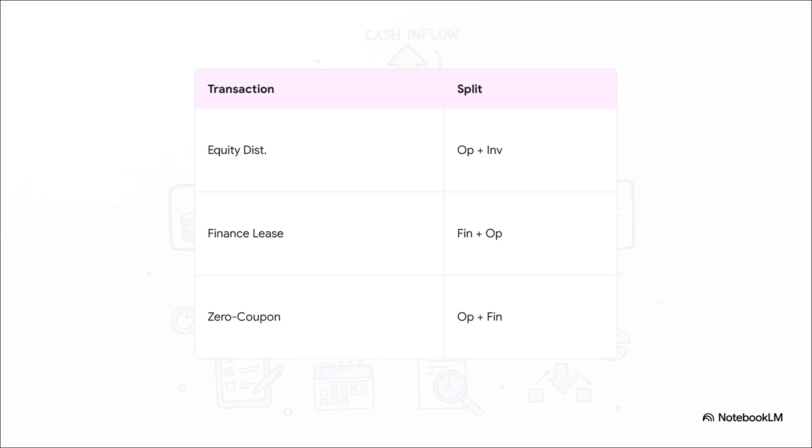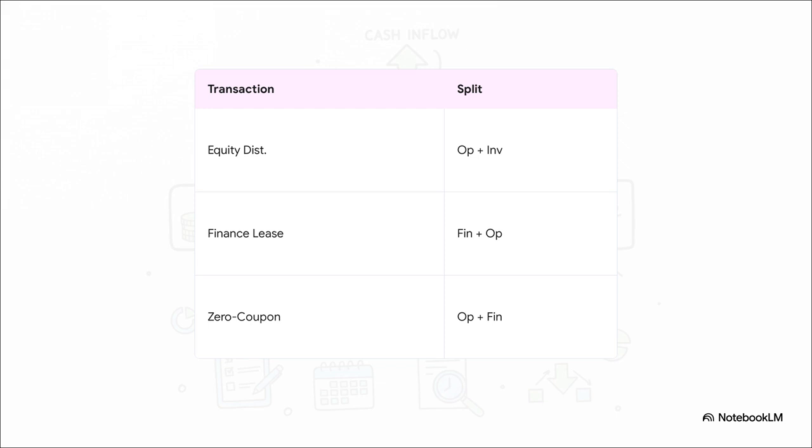We see this all the time with equity method distributions. Up to your cumulative share of earnings, it's considered a return on your investment, so operating. But anything in excess of that is a return of your investment, which is financing. And, like we touched on a minute ago, you've got to split finance lease payments between financing for the principal and operating for the interest.